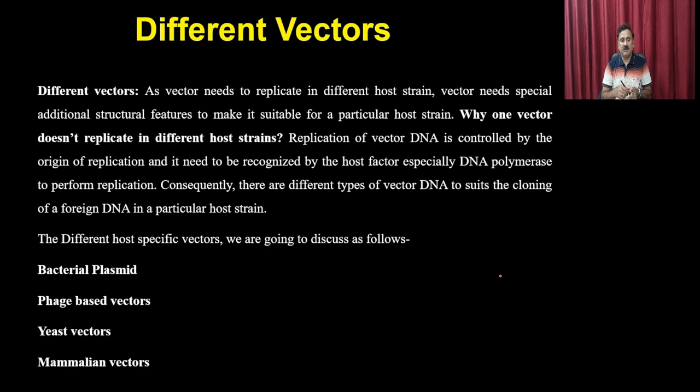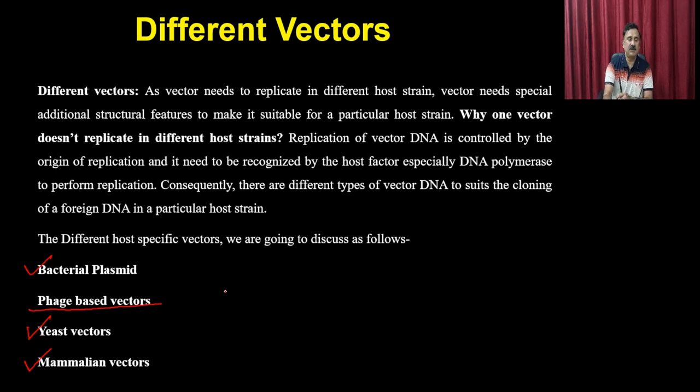So we have discussed the bacterial vectors and the yeast based vectors, and now we are going to discuss the mammalian vectors as well as the phage based vectors. When we talk about the insect cell line as a host, we also have the vectors for overexpressing proteins in the insect cell lines.